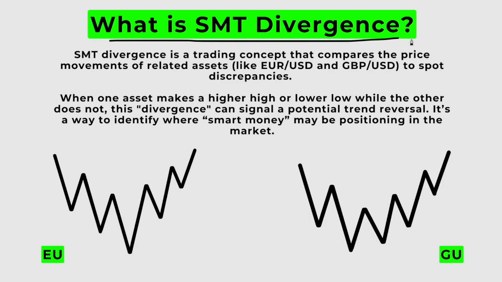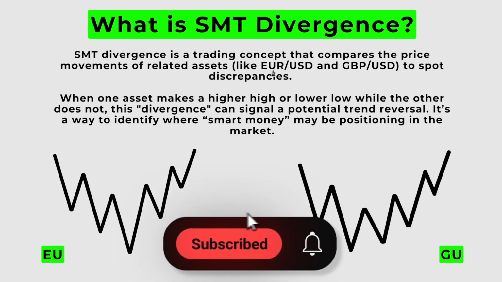What is SMT divergence? SMT divergence is smart money technique or smart money tool. It is a trading concept that compares the price movements of related assets like Euro USD and GBP USD to spot discrepancies. When one asset makes a higher high or higher low while the other asset does not, this divergence can signal a potential trend reversal. It is a crack in correlation. It's a way that we identify where smart money may be positioning the market.